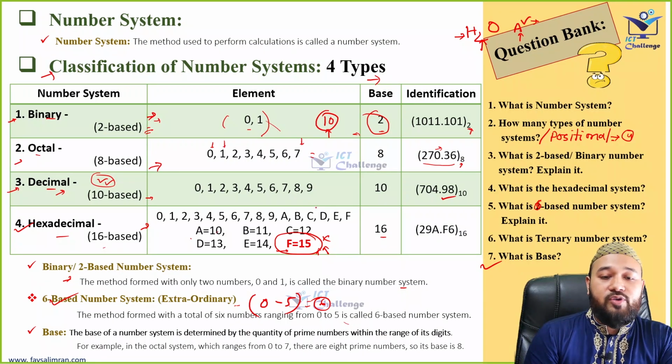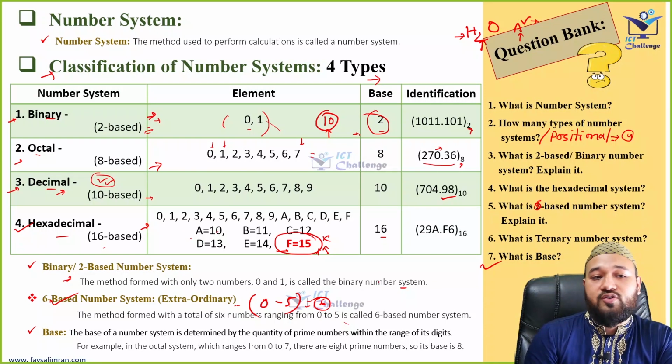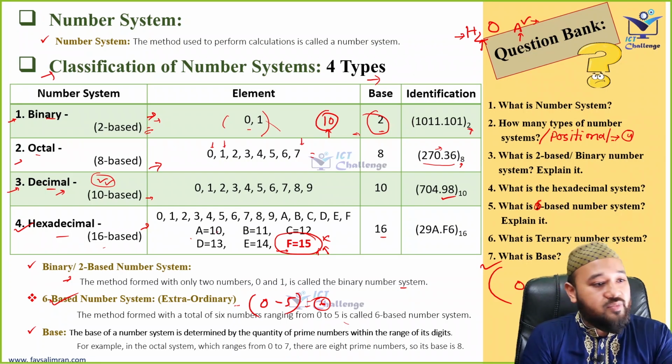In this table we don't have the ternary number system. Binary is a Latin number, and ternary is also a Latin number. Ternary contains the 3 digits 0, 1 and 2. So which number system contains 0, 1, 2? The system with a total of 3 elements is called the ternary number system.